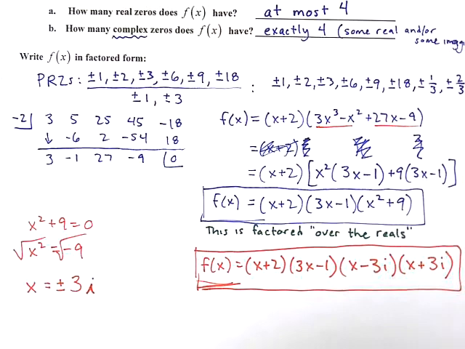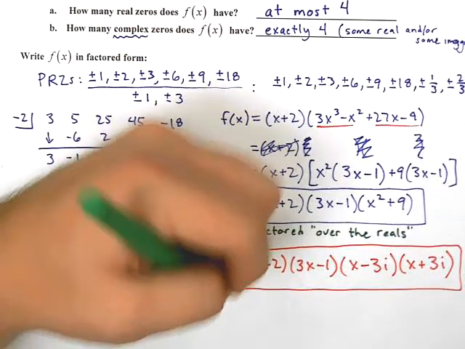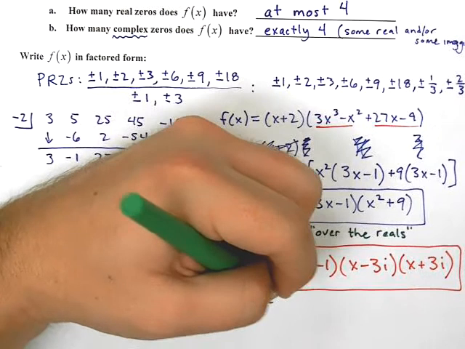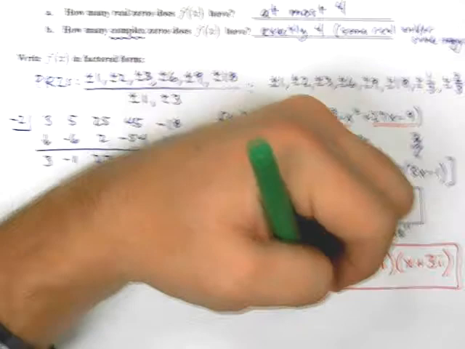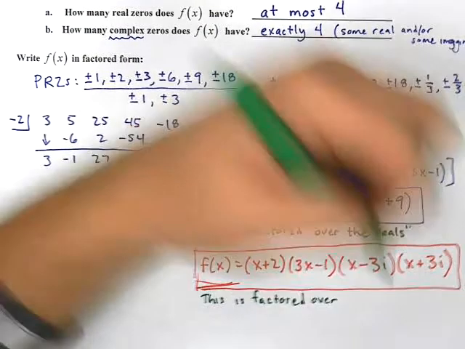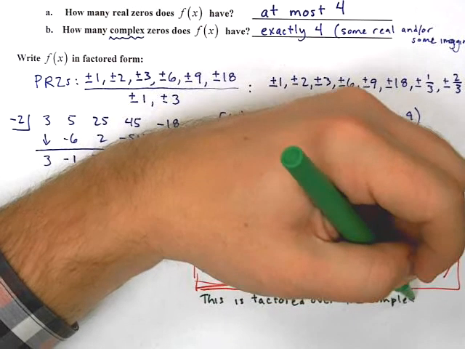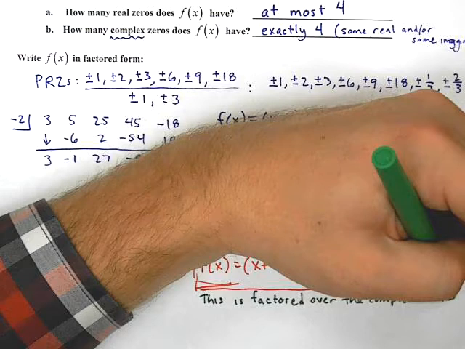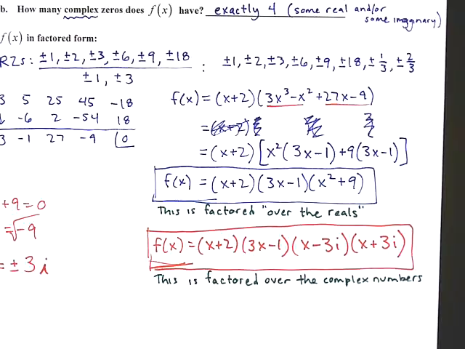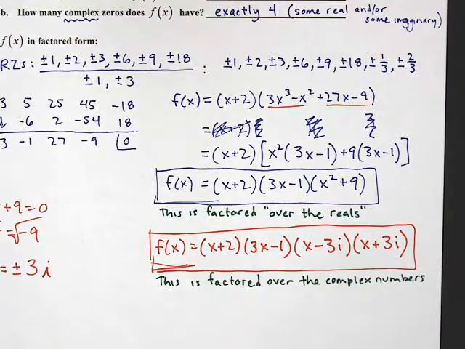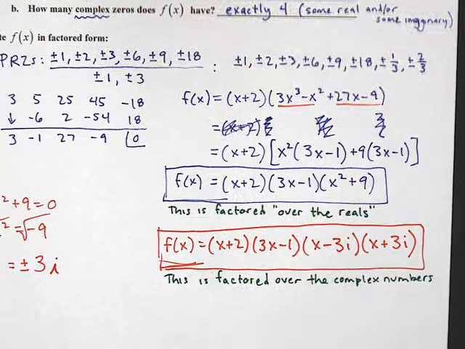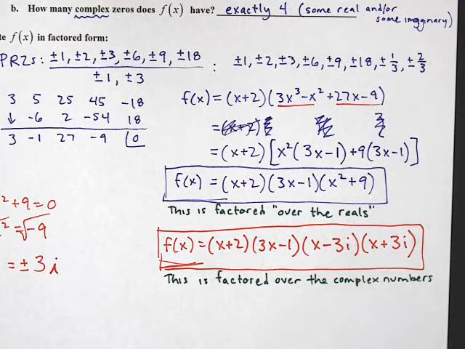This is factored over the complex numbers, and I'll just say that for now. Okay, this is factored over the complex numbers. So you have to be able to recognize the difference, and you have to be able to read a question and figure out what I want from you. Okay?